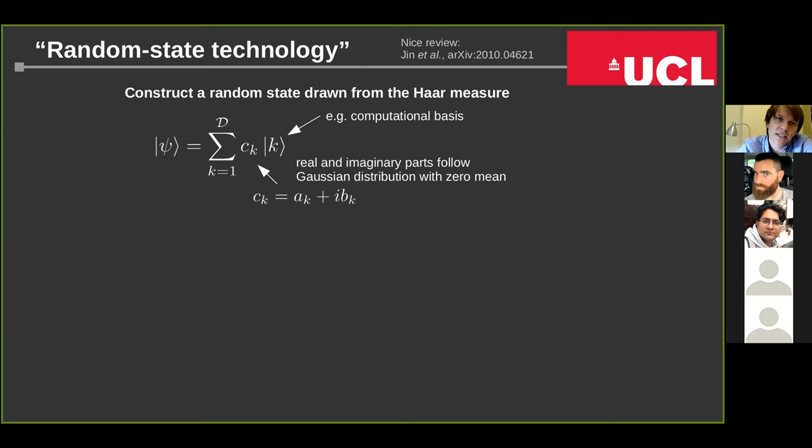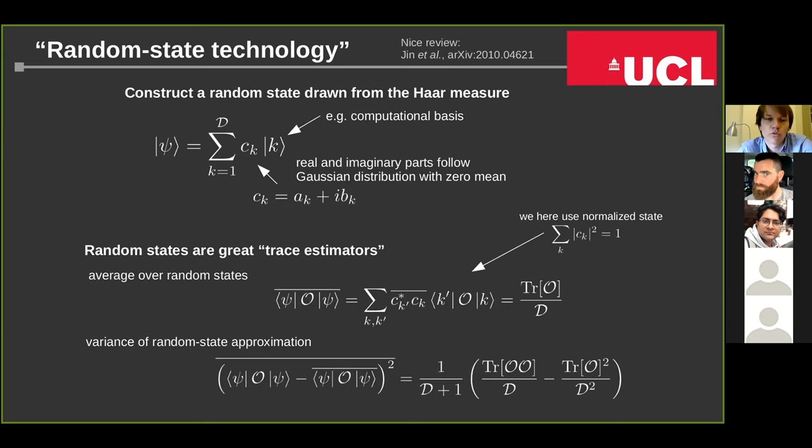Well, as you will see, at the end of the day, everything boils down to the fact that random states are great trace estimators. So what do I mean by this? Say you have some operator O or some matrix representation of this operator and you want to calculate the trace, then in principle, you can do this by calculating the expectation value of O within this random state, and then you average over a lot of random states. So this overline here means averaging over different random states.